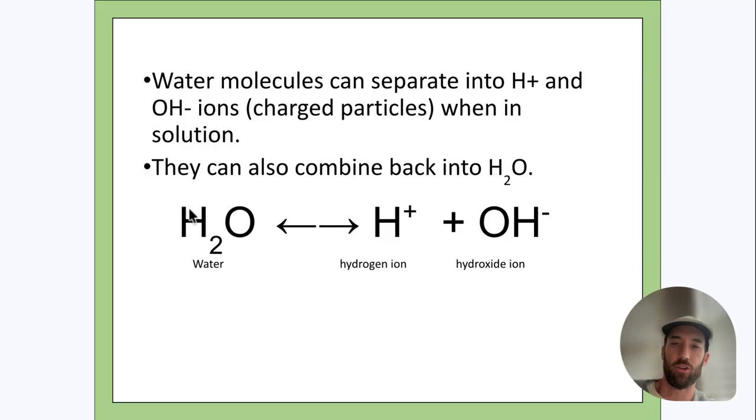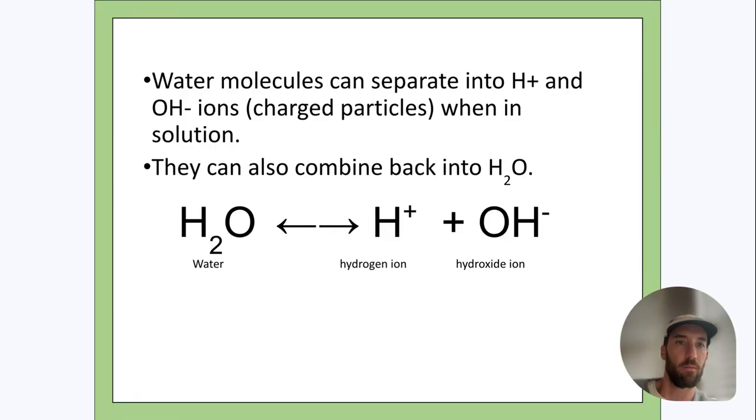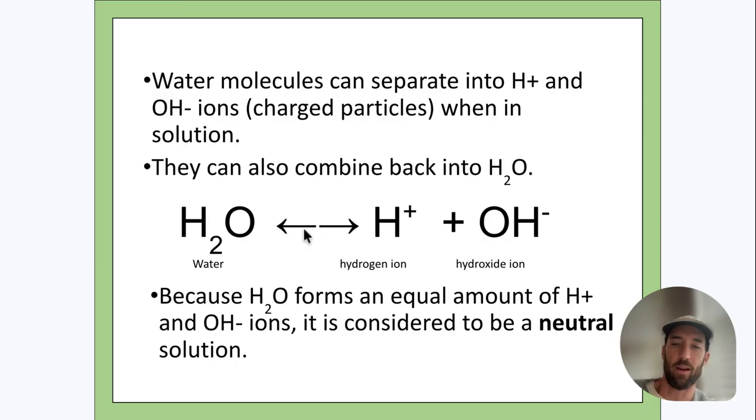So, there are two hydrogens, right? Hold on, my annotation tools are not working. So there are two hydrogens and there's one oxygen. So when this dissociates, it becomes one hydrogen ion that's positive, and one oxygen with a hydrogen, which is hydroxide, that's negative. Okay, and then it can also go back the other way. So the arrows in both directions means that this reaction can take place in both directions.